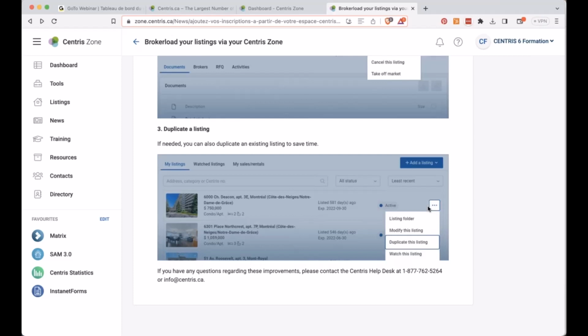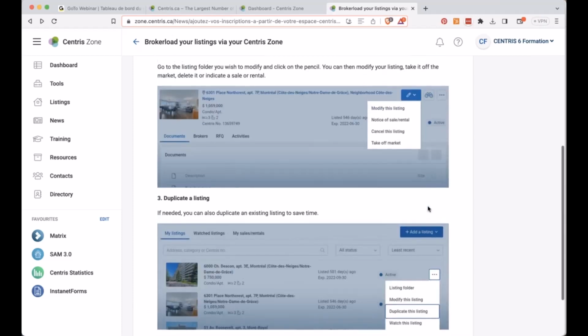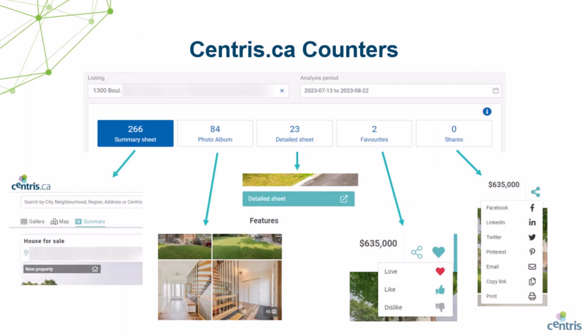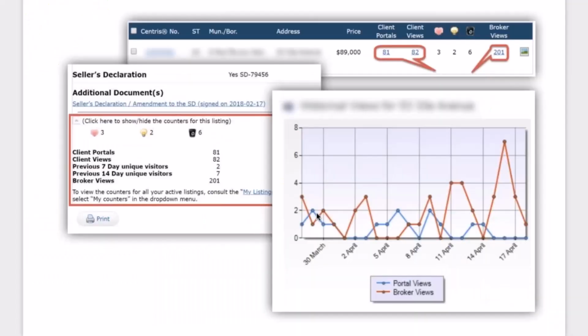Okay, so that's what the Centris counters are. If you have any questions on that, feel free to ask me now. But just keep in mind that the Centris counters count the general activity of your Centris ad like this here on the internet. Okay, and don't be confused with the matrix counters. So the matrix counters are these here, so they're completely different.